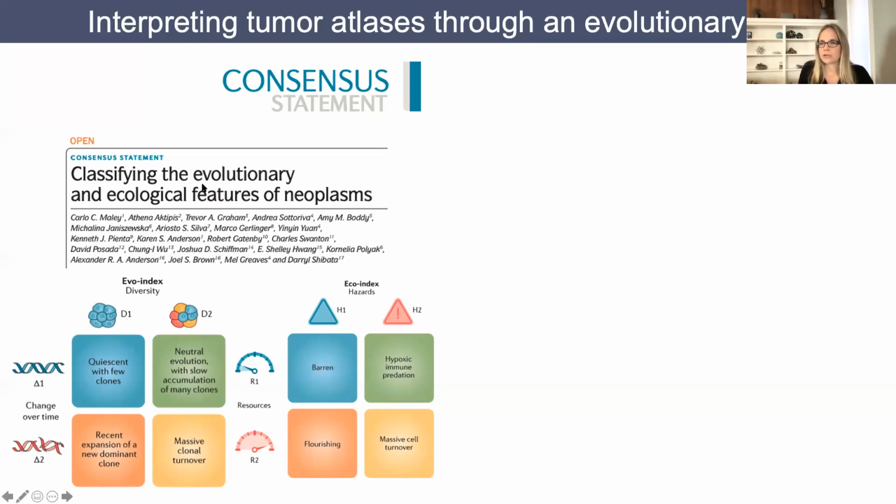And work from Carlo Maley and many others had issued a consensus statement on this a few years ago, advocating that we could leverage atlas data such as this to define both an evolutionary index of how cells within a tumor are evolving, but also to account for their ecology. And this is critical as we bring to bear new spatially resolved approaches. It's essential that we study the tumor cells within their native microenvironment and cellular context.